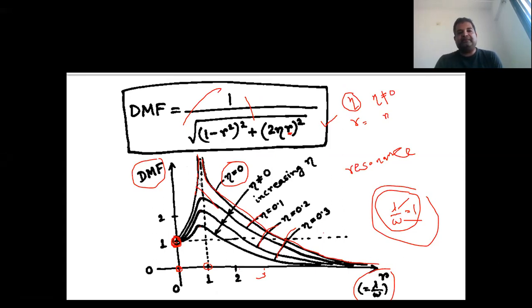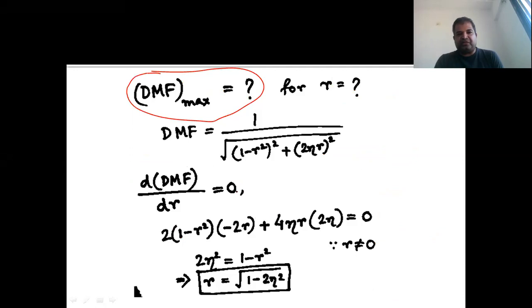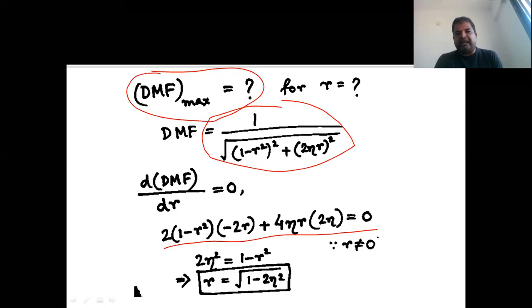To find this, I take your DMF equation. If I take dDMF upon dR equal to 0, then I will get the value of R. So basically I take the derivative with respect to R. You know how to do the derivation of this, where R is not equal to 0. If you simplify, the value of R becomes the square root of 1 minus 2 eta square.